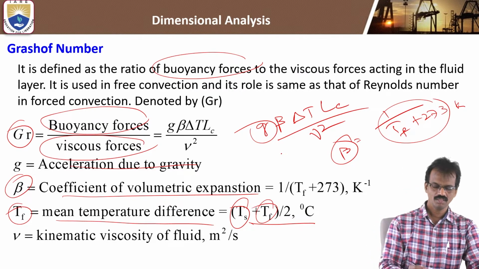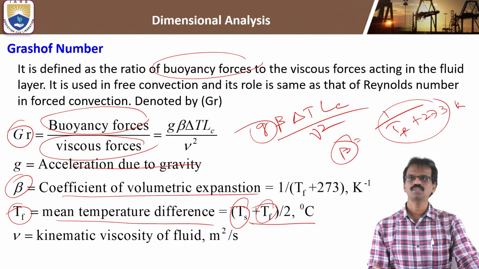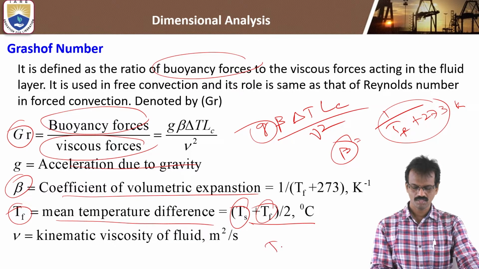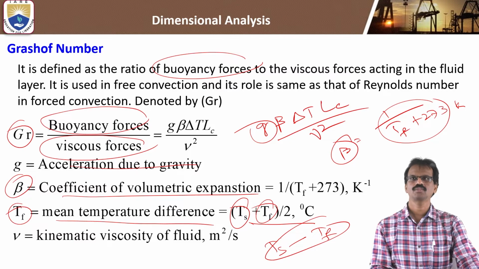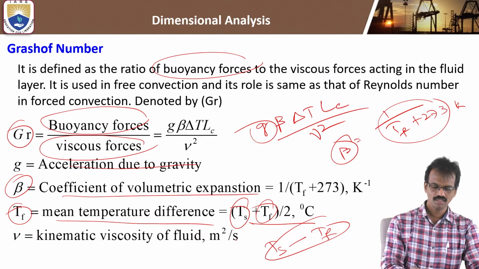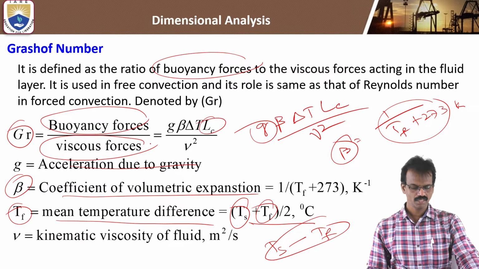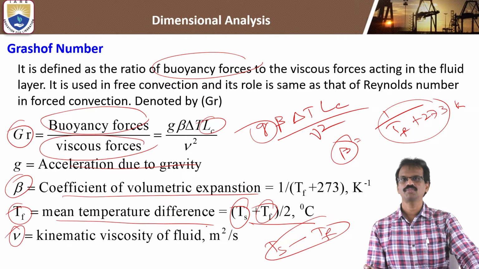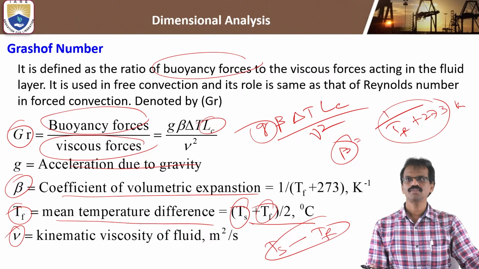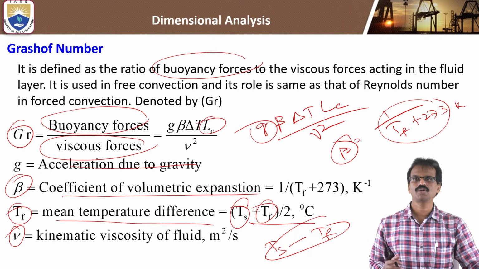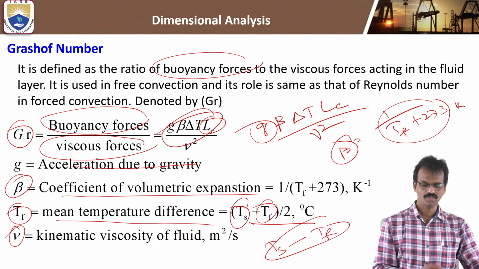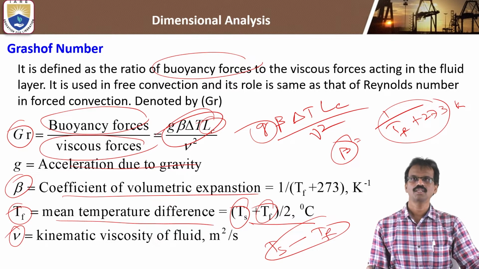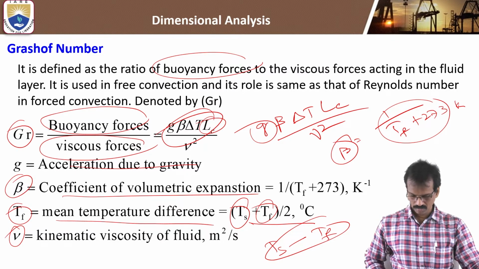Next, delta T is the temperature difference between the solid surface and the fluid temperature. Lc is the characteristic length. Nu is the kinematic viscosity of the fluid. So this is the formula, and you have to remember this one: g beta delta T Lc by nu.